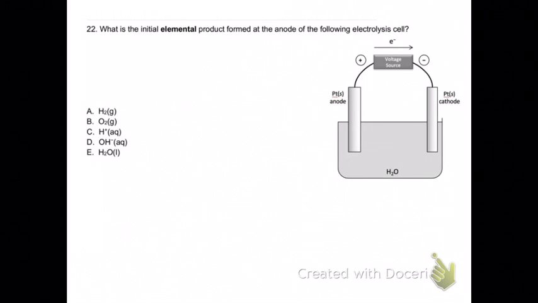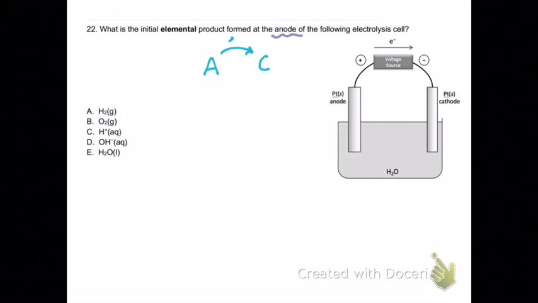All right, this problem is looking at an electrolysis cell. I'm trying to figure out what is going to be the product at the anode. So I always like to write myself a very important reminder, and that reminder is as follows. Electrons always travel in alphabetical order.